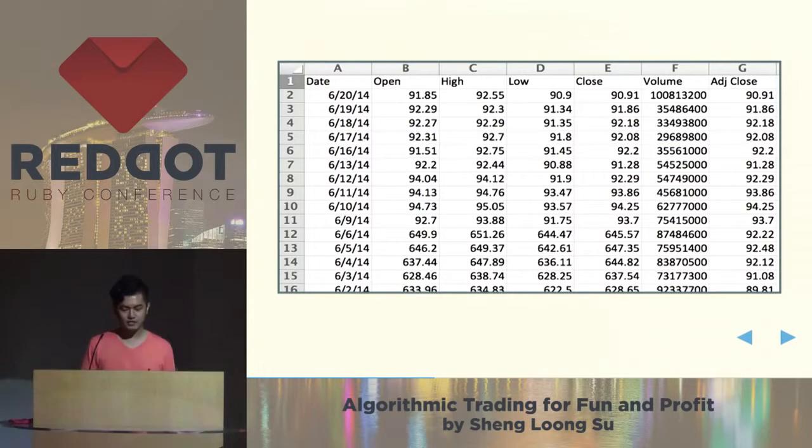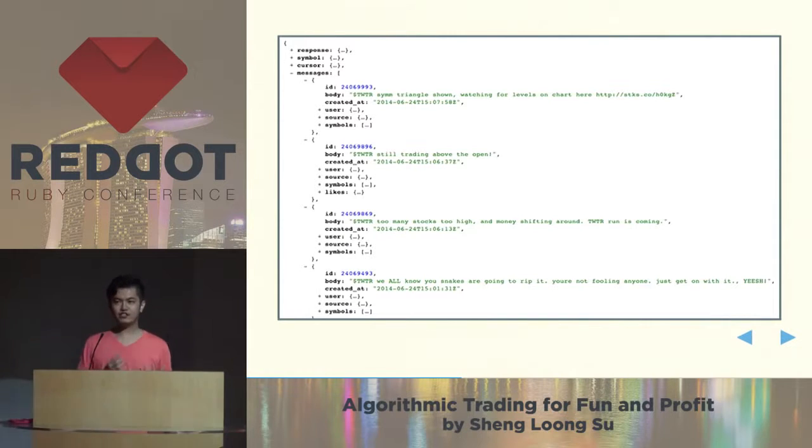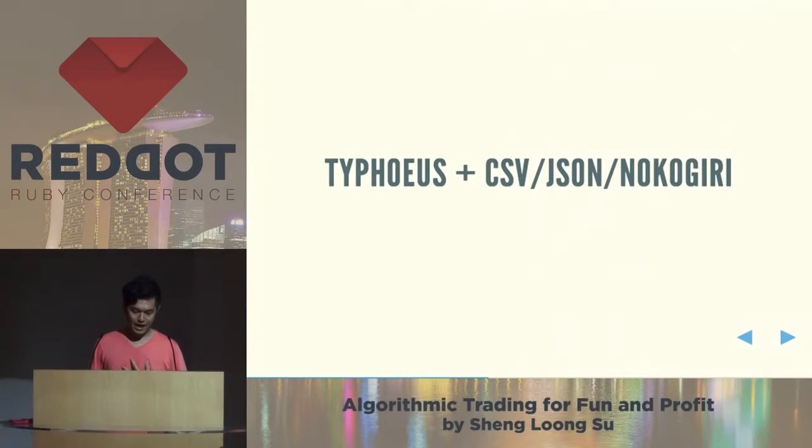This is how the CSV file looks when you download it from Yahoo Finance. This is the closing prices for Apple on a daily basis. And this is the JSON response data that we get from StockTwits' API. You can find out what people are talking about a particular stock on their social network, whether people are feeling optimistic or pessimistic about the stock. I basically use Typhoeus gem because I need to download stock data for a lot of stocks, so it's good for me to do these requests in parallel. And depending on the data format, I use CSV, JSON, or Nokogiri to parse the data.